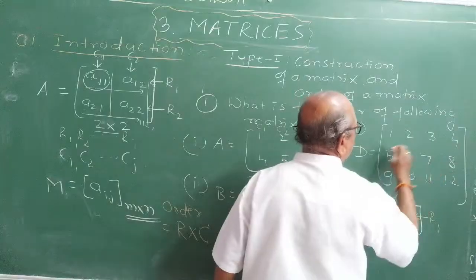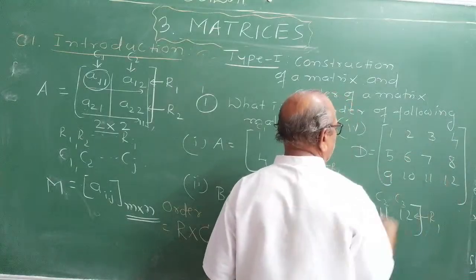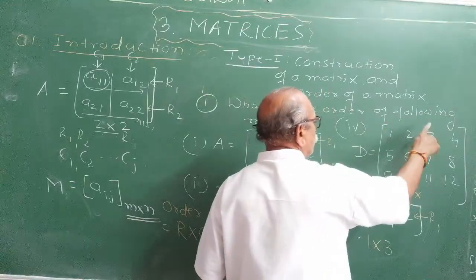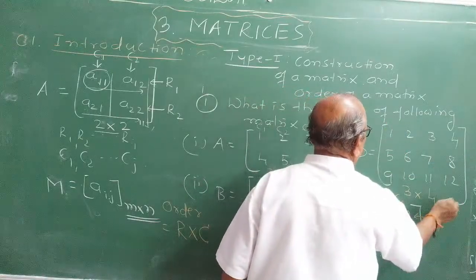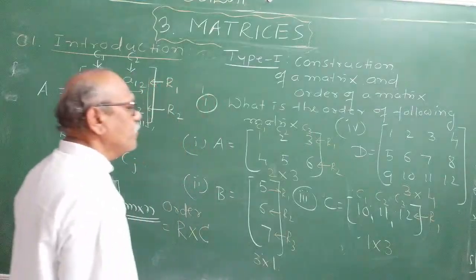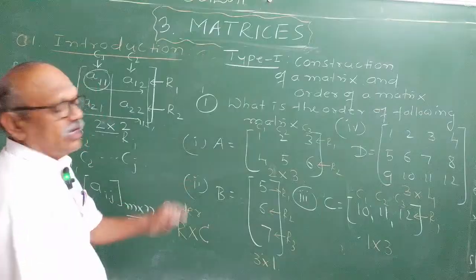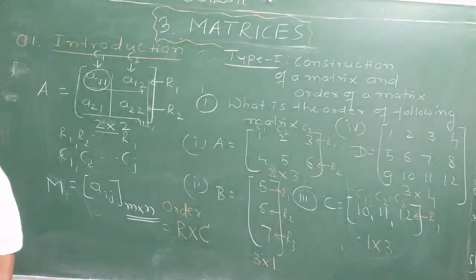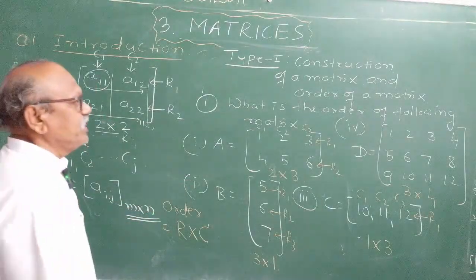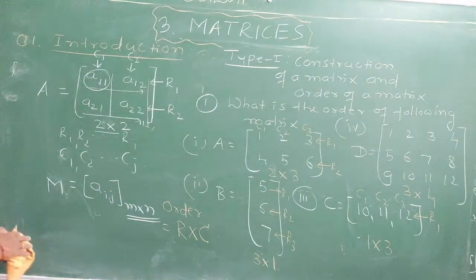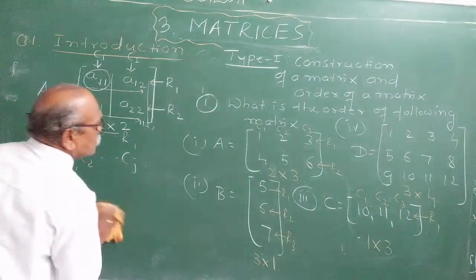Now, how many rows are here? 1, 2, 3. You can say by inspection that it has 3 rows. How many columns? 1, 2, 3, 4. It is a matrix of order 3 by 4. So that is how you can identify the order. The first step in the chapter on matrices is to identify the order of the matrix. I hope you understood what is the order of a matrix.